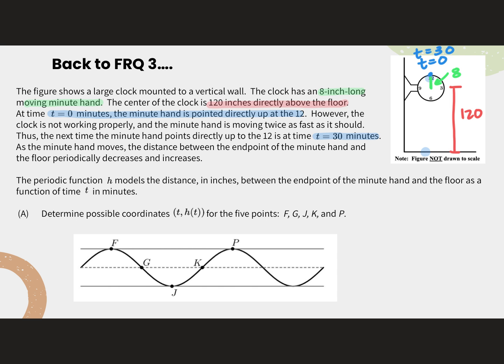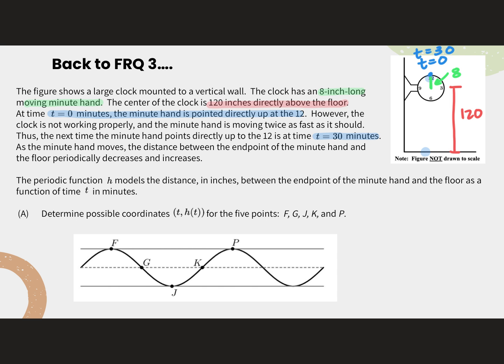As the minute hand moves, the distance between the endpoint of the minute hand and the floor periodically decreases and increases. The periodic function h models the distance in inches between the endpoint of the minute hand and the floor as a function of time t in minutes. Our first task is going to be to determine possible coordinates (t, h(t)) for these 5 points.